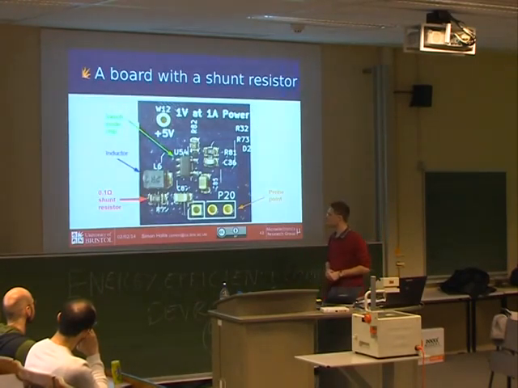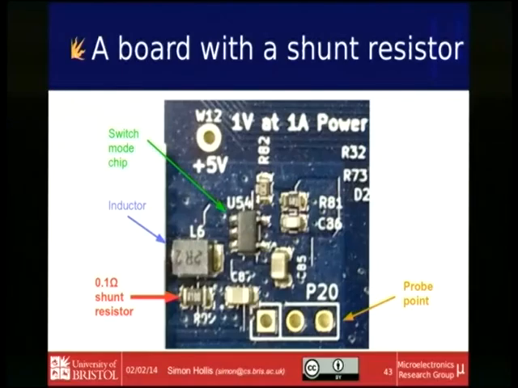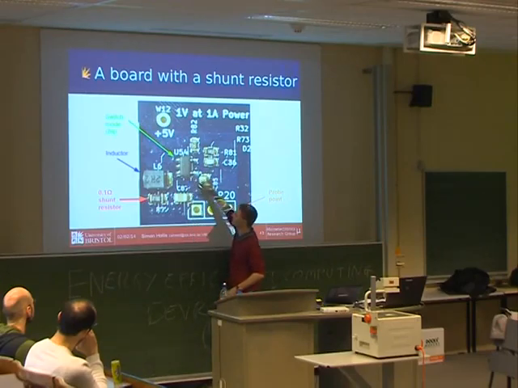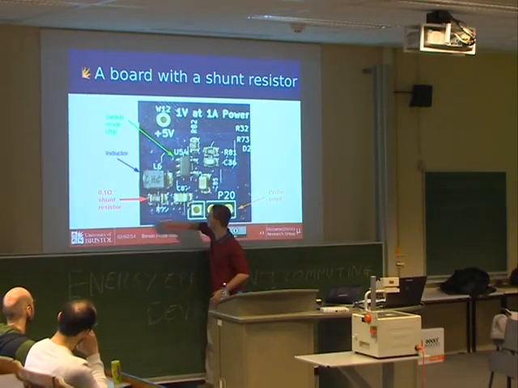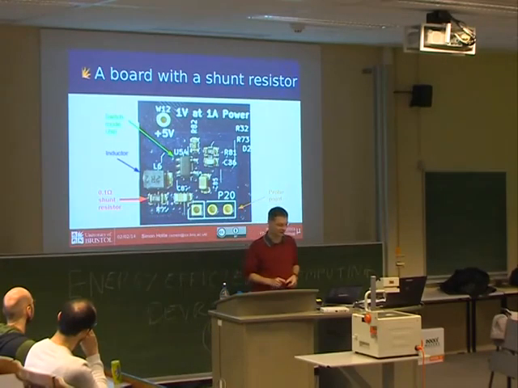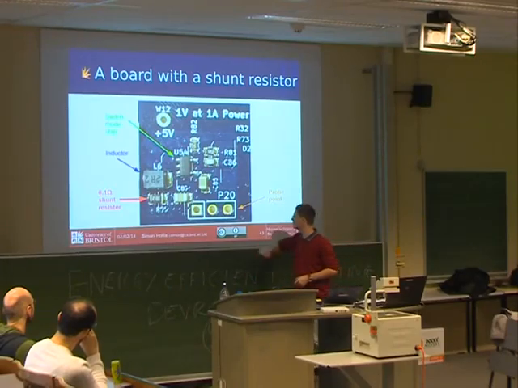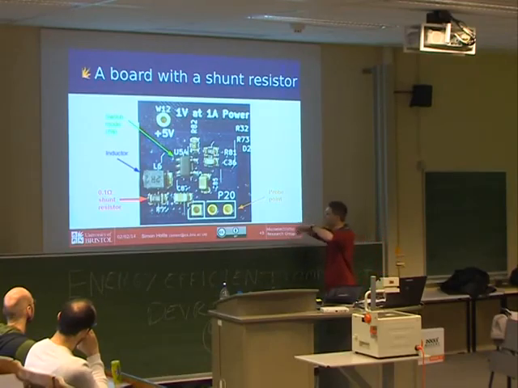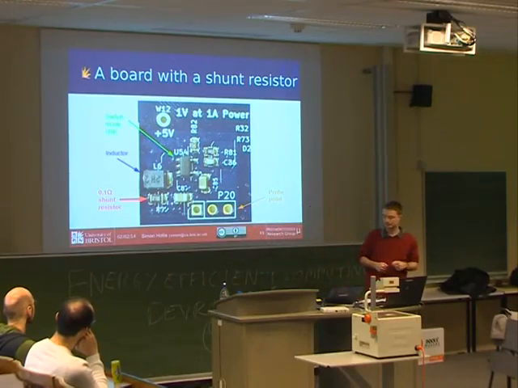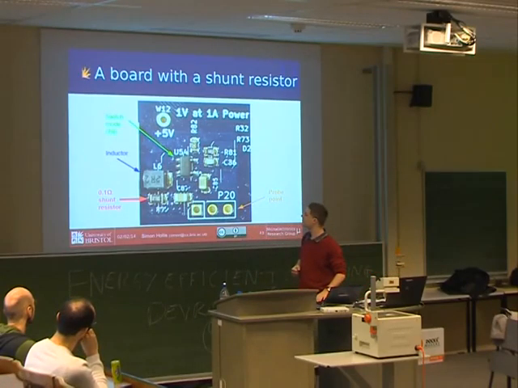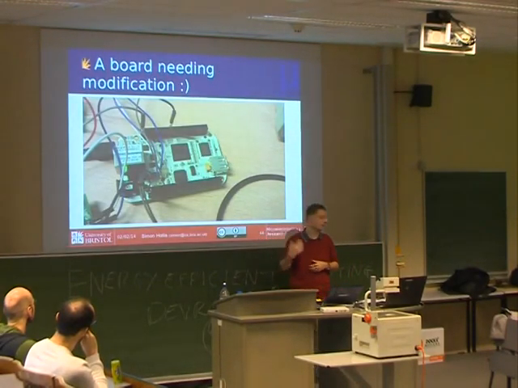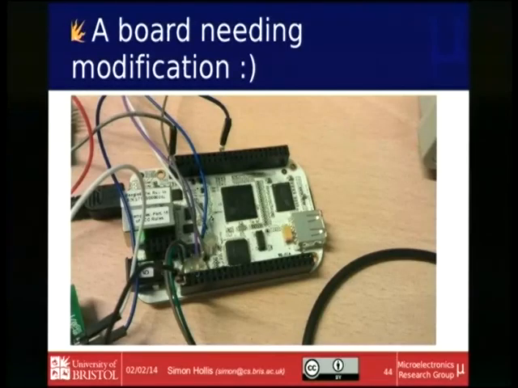To give you an idea what these look like, this is a board we have back in our lab. This is a 1-volt power supply. We've got a power supply chip here, capacitors, a switch mode power supply with an inductor in here. Here's the little shunt resistor, and I've magnified this quite a lot, so it's a really tiny device. Here's a board with two little probe points, and you can put a multimeter in here, or you can put the circuit I've just shown you across these two sockets, and then you will get the measurement. That's nice. But most devices don't have that.